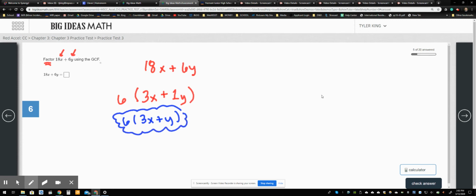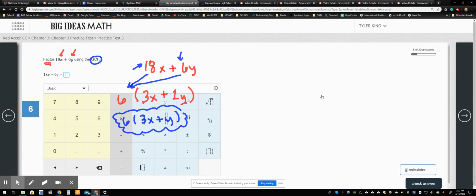Okay, so I found my GCF of 6 because it's the biggest number that goes into both 18 and 6. I put that on the outside of my parentheses, and then I divided 18 by 6 to get 3. I divided 6 by 6 to get 1, and I was left with this as my answer. So I'm going to plug this whole thing in. I have to do 6, and then open parentheses, 3x plus y, close the parentheses. And then if we check my answer, we should be good here.